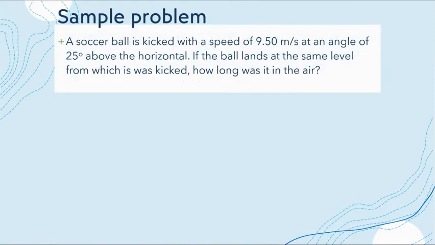So here's an example question. A soccer ball is kicked with a speed of 9.50 meters per second at an angle of 25 degrees above the horizontal. If the ball lands at the same level from which it was kicked, how long was it in the air?